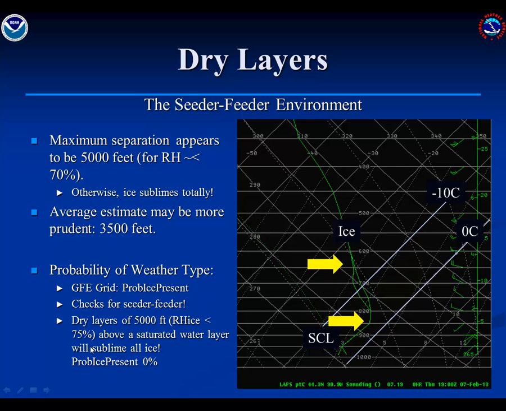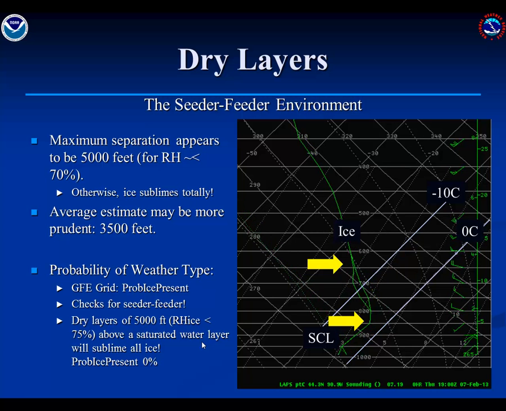If there's a dry layer of 5,000 feet, it will not allow ice to make it vertically into that supercooled liquid layer below. So the probability of weather type will scan vertically for dry layers of 5,000 feet. And if it does scan that layer and find a 5,000 foot layer where the relative humidity with respect to ice is less than 75%, it will take that ice and act like it's sublimed and not have it in the environment in the probability of weather type.